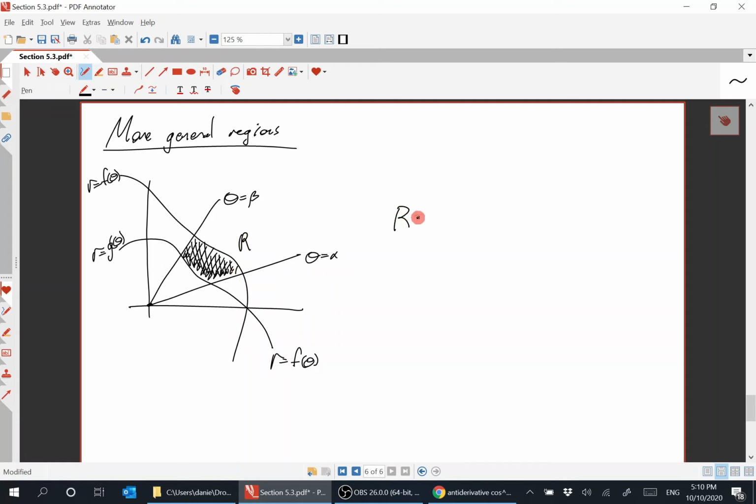So this region R is alpha less than or equal to theta less than or equal to beta, and then g of theta is less than or equal to r is less than or equal to f of theta. Okay, so angle has to come first, just like with more general regions in rectangular coordinates. The first variable is bounded by constants, the theta, and then the r is bounded by functions of the first variable. So you can't just flip them around. You have to have r first and theta second in order of integration.